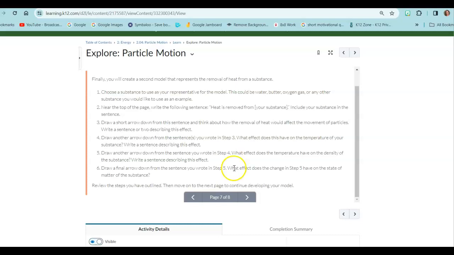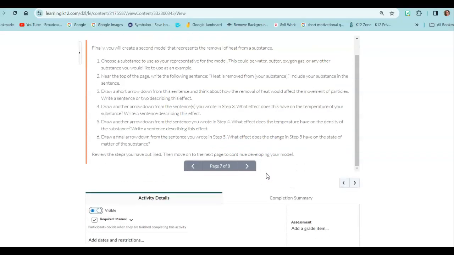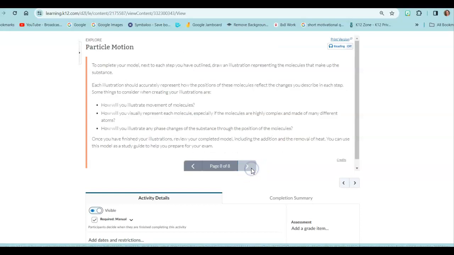And then finally, your last arrow you're drawing, what effect does the change in step 5 have on the state of matter? So now we're determining, did it melt? What did it do when we removed the heat? It wouldn't have melted, maybe it froze. And then now you're going to do the same thing. You're going to illustrate your steps. So you'll go through and illustrate the movement of the molecules, represent each molecule again, make sure those are labeled so I can tell what it is. And then how you illustrate the phase change.